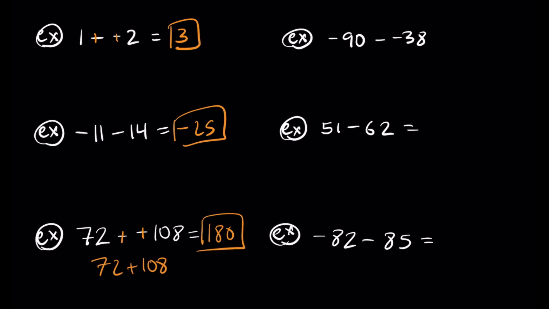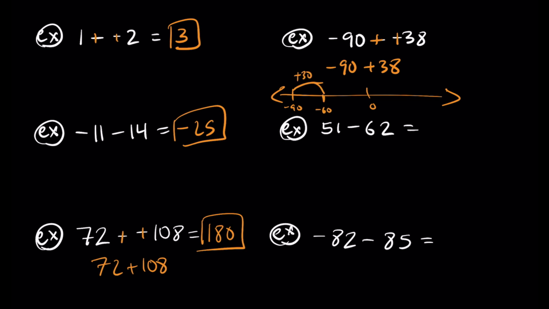Negative 90 minus negative 38, minus minus, becomes plus plus. So this is negative 90 plus 38. So I might start thinking about it this way too, right? If negative 90 is down here and we're adding a positive number, we're moving in this direction. So if I add 30, that's going to get me to negative 60, and then plus another 8 is going to get me to negative 52.